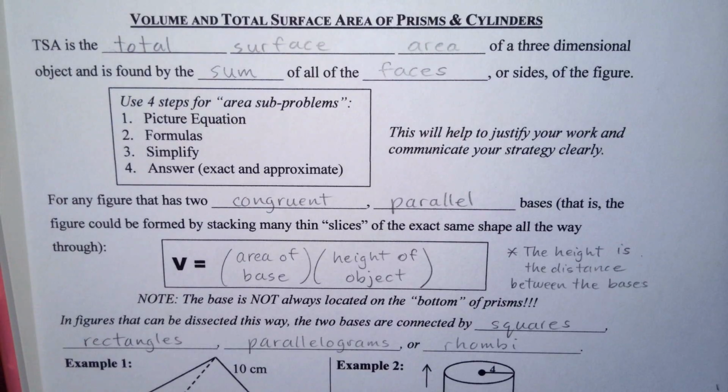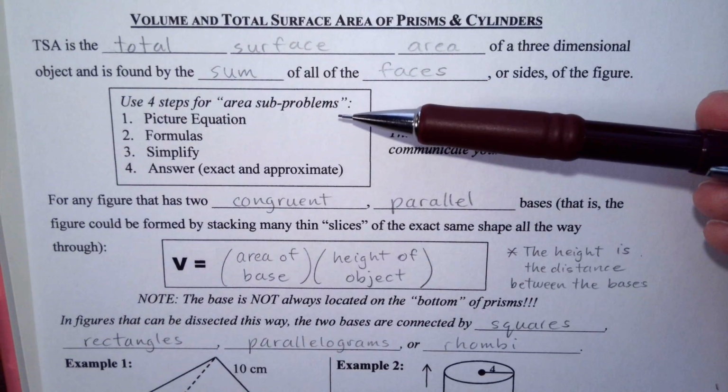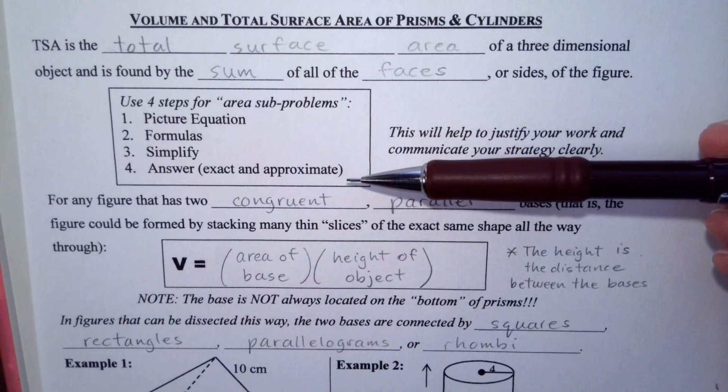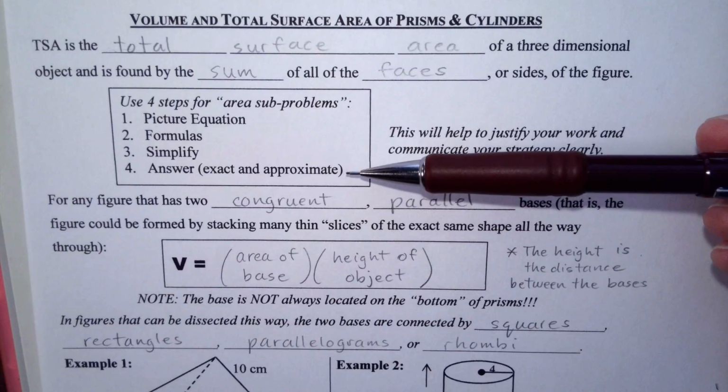In this video, we will discuss volume and total surface area of prisms and cylinders. TSA is the total surface area of a three-dimensional object and is found by the sum of all the faces, or sides, of the figure. We will organize our work to communicate your strategy clearly by showing 4 steps. You will show a picture equation, formulas, simplify, and then give your exact and approximate answers when appropriate.